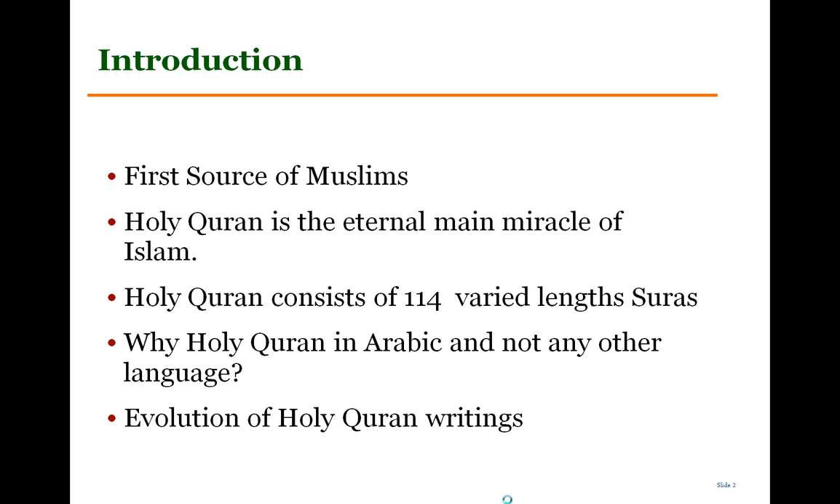As you know, the Holy Quran is considered by Muslims as the first source of guidance in their life. The Holy Quran is also considered the eternal main miracle of Islam. It consists of 114 chapters which vary in their length. Also, Arabic is the native language of the Holy Quran, a language characterized by peculiar specifications which couldn't be found in other competing languages. The writing of the Holy Quran witnessed an evolution during the 1400 years.